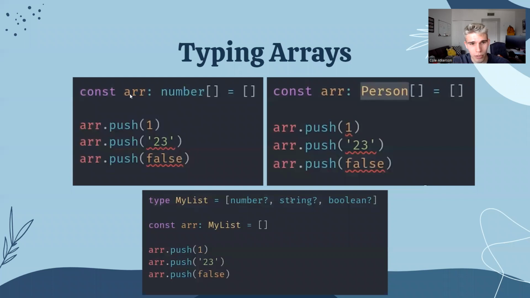Typing arrays is super easy. You can see this array is of numbers types. So only the one here is able to pass into the array. The Boolean and the string are not allowed in the array. You can also do an array of objects, which is super useful.